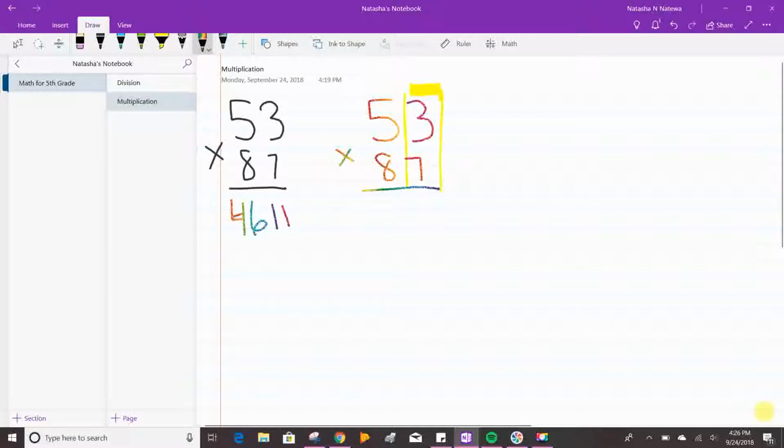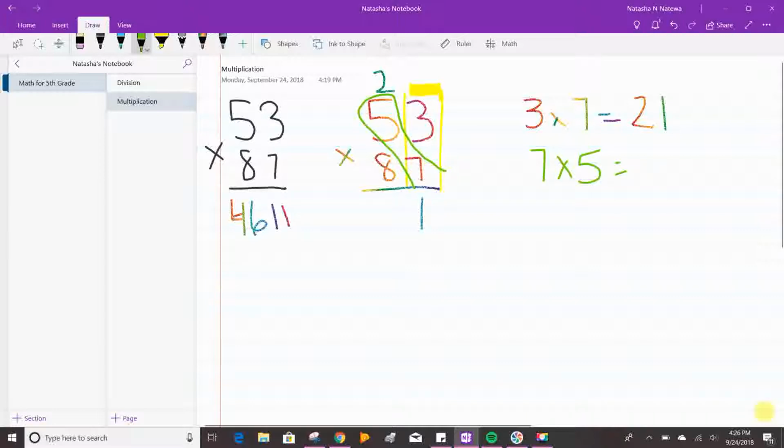7 times 3 is 21. So I'm going to write 3 times 7 is 21. Now, the 1 is going to go on the bottom because that's just how you do it. The 2 is going to go on top of the 5. Alright. Now we're going to ask, what is 7 times 5? I'm going to write it over here. 7 times 5 is what? I'll give you a moment to think about it.